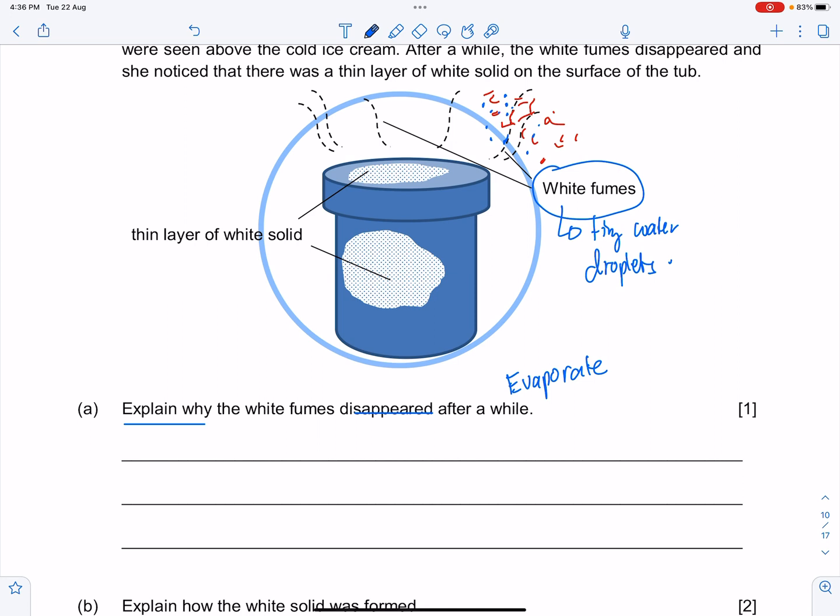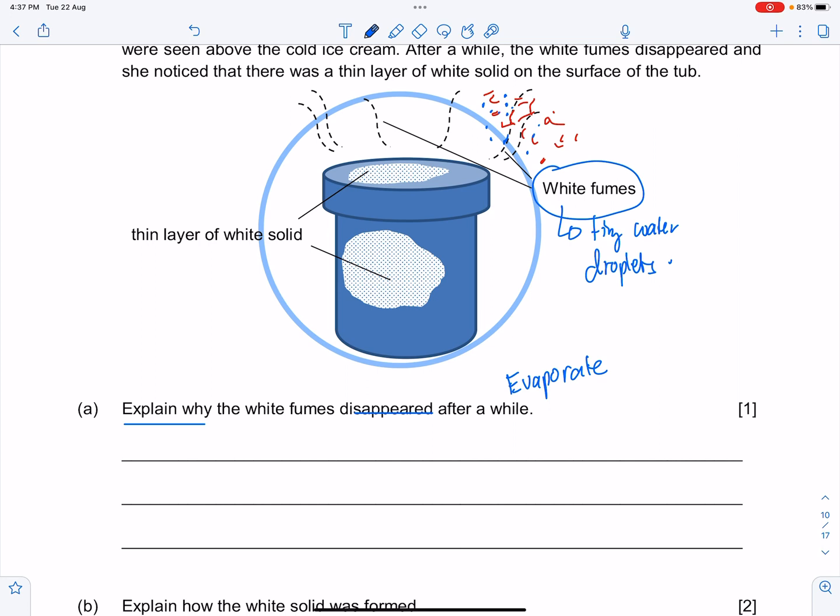In this case, you will need to understand that as it goes further out, these tiny water droplets will gain heat from a warmer surrounding that is further out. So when it gains heat, it would evaporate. How do we answer an evaporating question? We have to say where the heat source is. The heat source would be the surrounding warmer air.